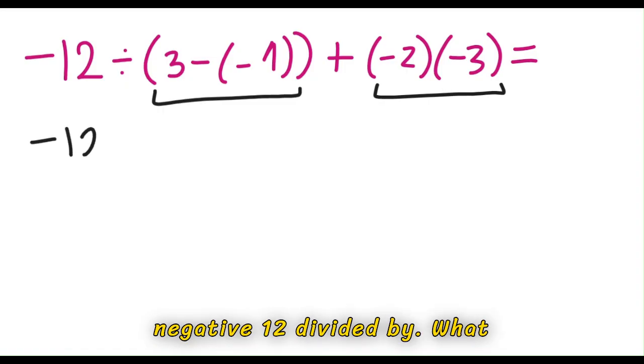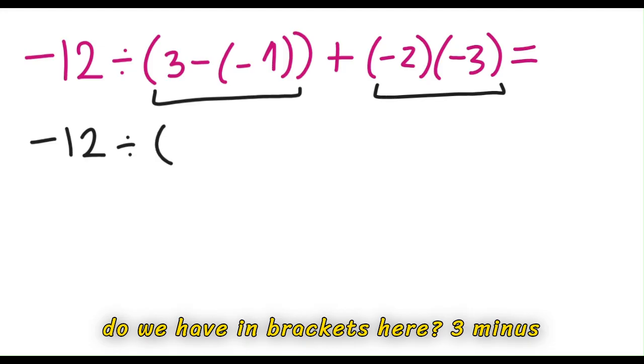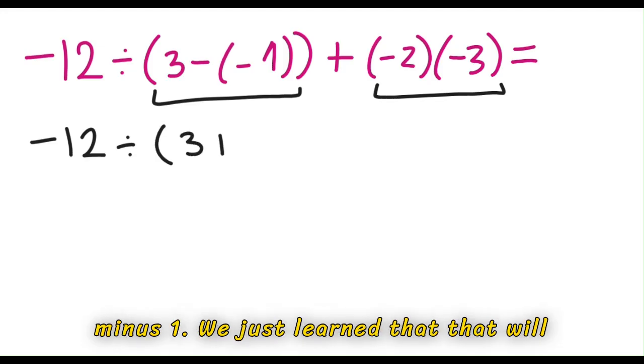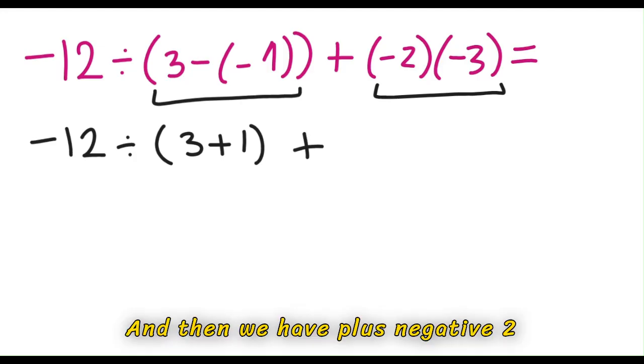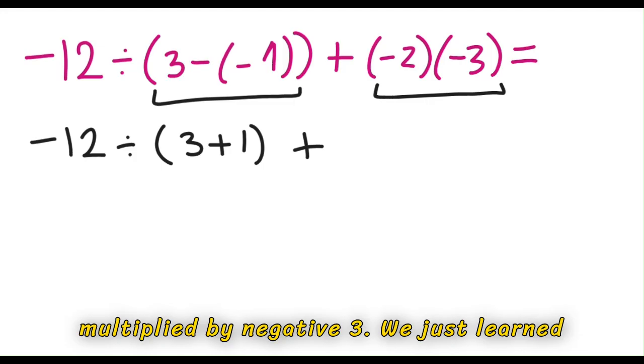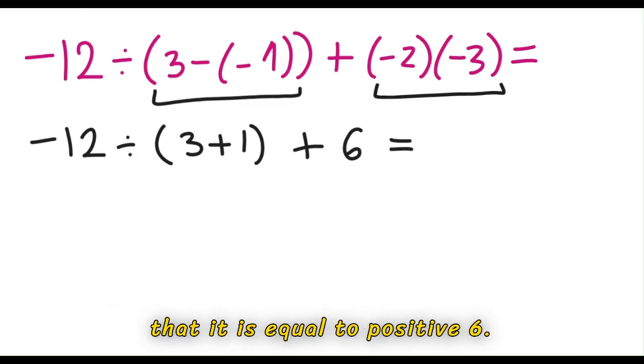So negative 12 divided by, what do we have in brackets here? 3 minus minus 1. We just learned that that will turn into plus. So 3 plus 1. And then we have plus negative 2 multiplied by negative 3. We just learned that it is equal to positive 6.